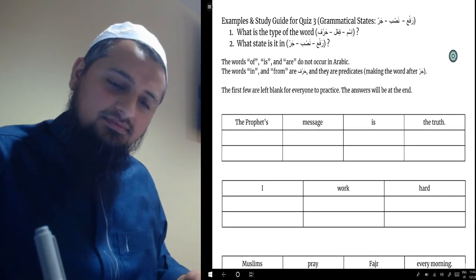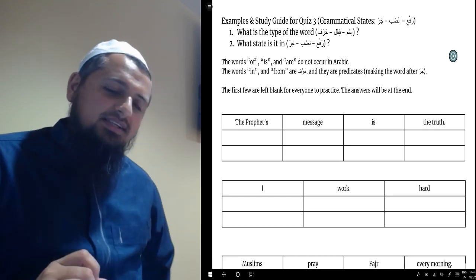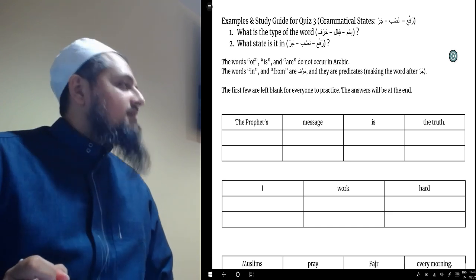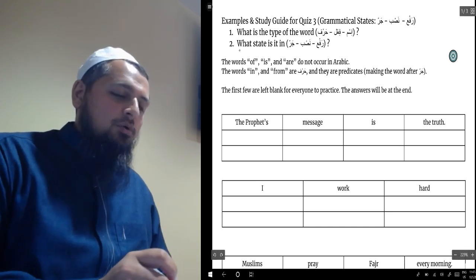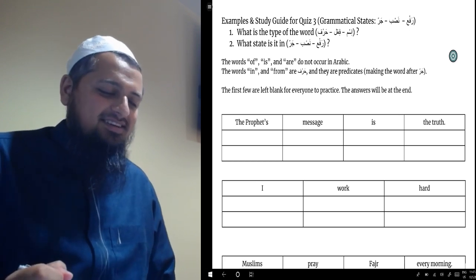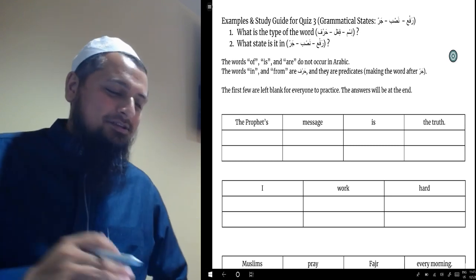Alright, so he has this study guide. He wants us to identify what is the type of the word and what state is it in. The second question, in the English, I don't like it. But we'll get there. Just because you've done it like this so far, we'll continue like that.